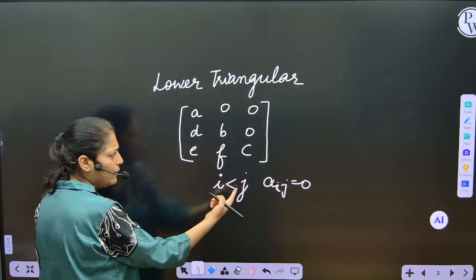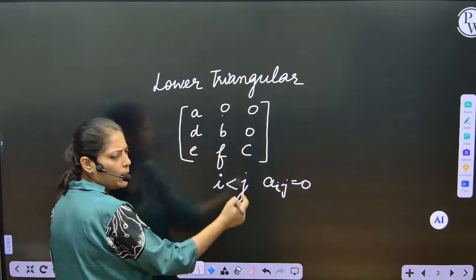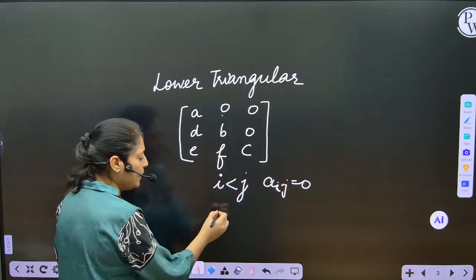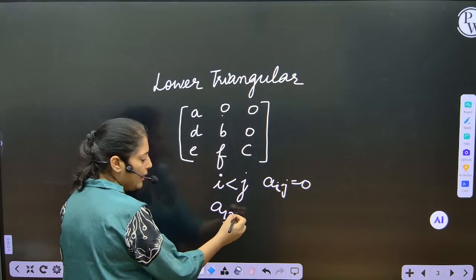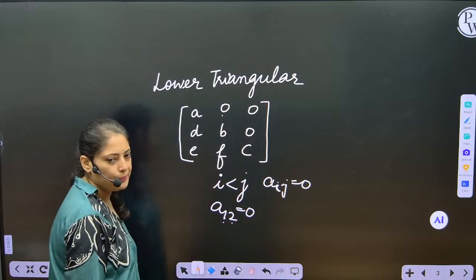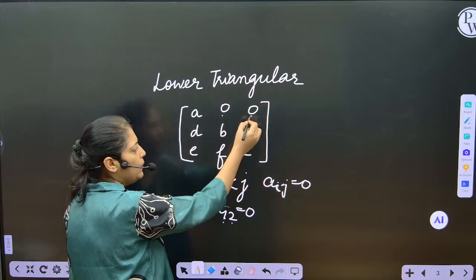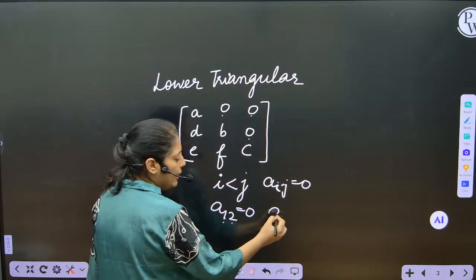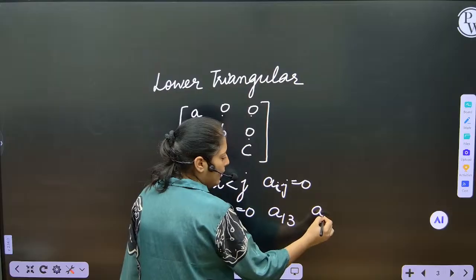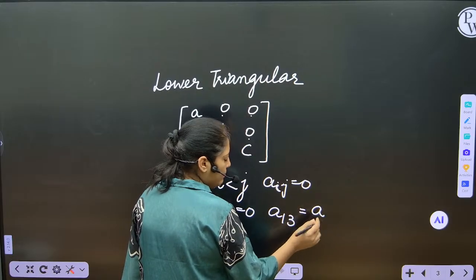We'll do one point now. Now this number is what? First row, second column. That means A12. J is greater than I. So this is your... Similarly, A13. Similarly, A23. A13. A23.